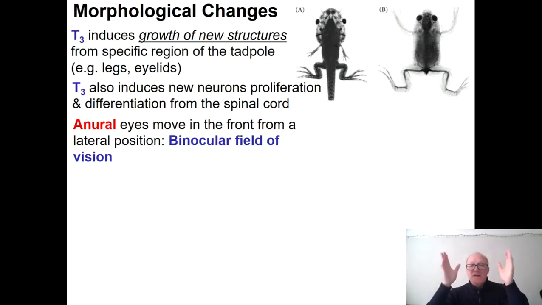This position of the eyes, with a binocular field of vision, is typical of predatory animals. This is because the animal, from mostly being an herbivore, now becomes mostly a carnivore. So it starts to prey on insects or other kinds of prey.